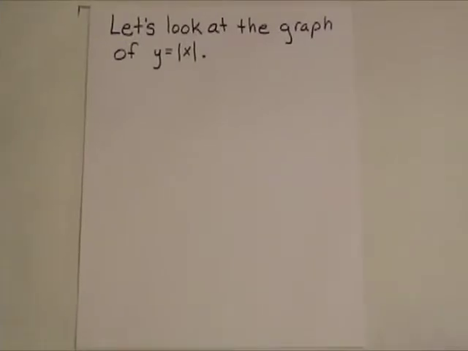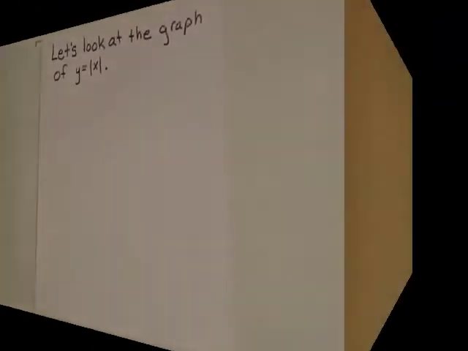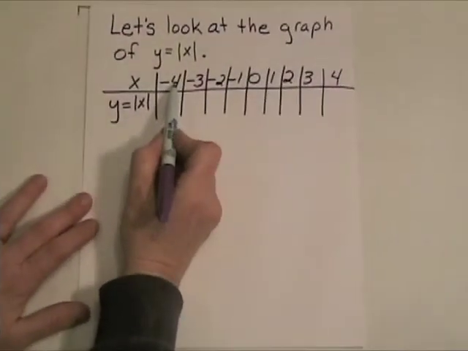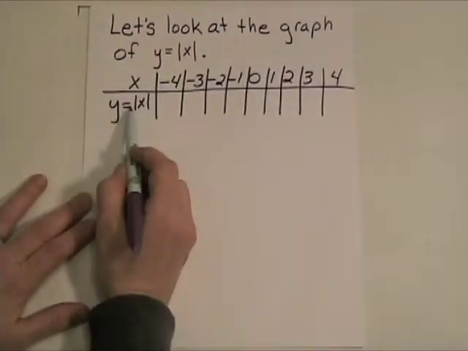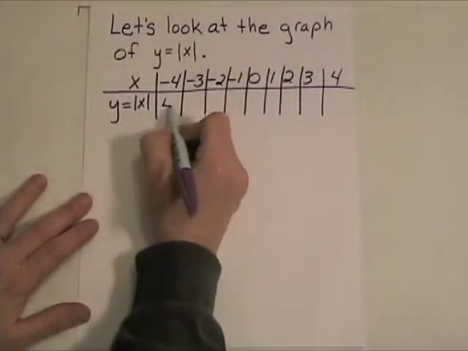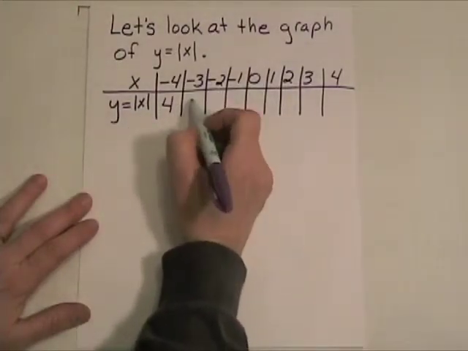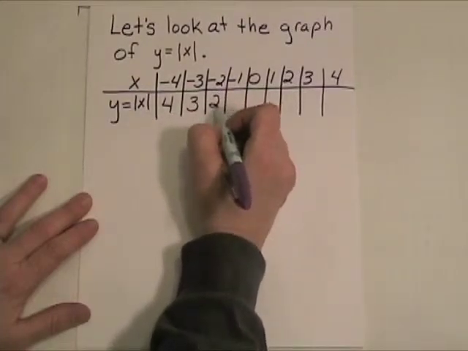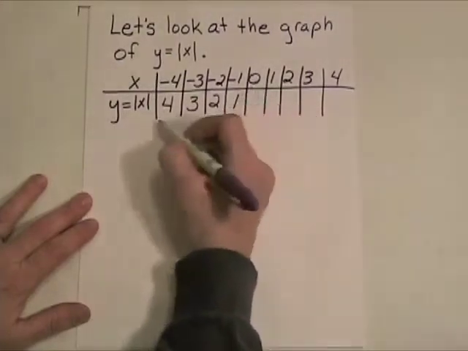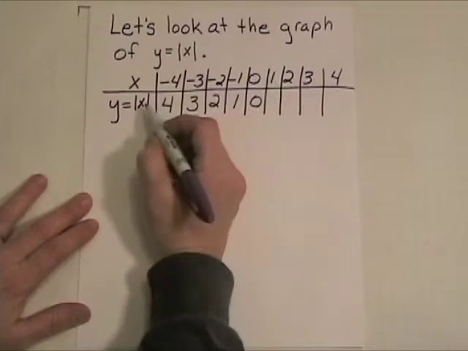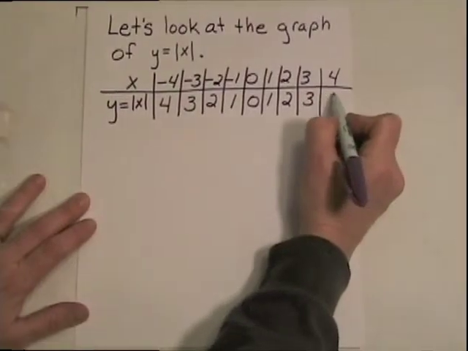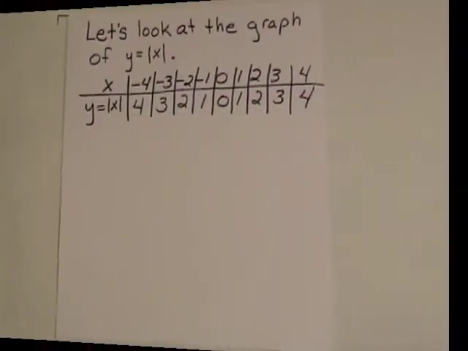Let's look at the graph of y equals the absolute value of x. It's kind of funky. It might surprise you what it looks like. Okay. If I put a -4 in here for x, y would be equal to the absolute value of -4, which would be +4. Absolute value of -3 would be +3. Absolute value of -2 would be 2. And here we would get 1. Absolute value of 0 would be 0. Absolute value of 1 would be 1. Of 2 would be 2. Of 3 would be 3. And of 4 would be 4. The picture for this is kind of interesting. Let's take a look.